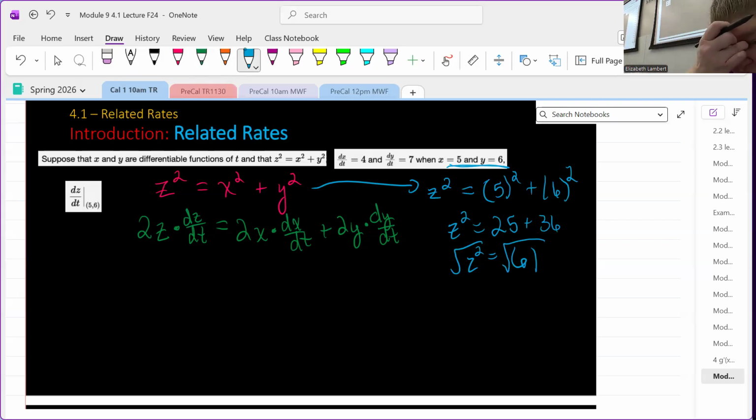And we normally have the plus or minus conundrum here. When in doubt, I generally just go with the positive. But to actually pick, we need to know more information about the problem. All right, now we're going to fill in all of our numbers, and then we'll solve for dz dt. So 2 times z is the square root of 61.